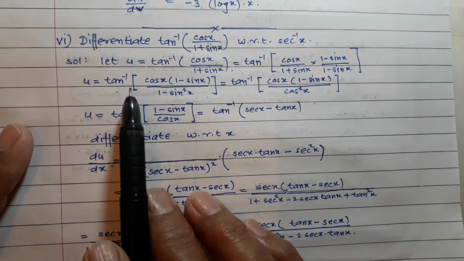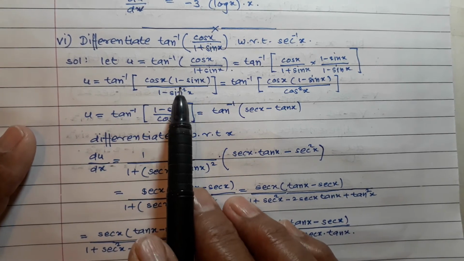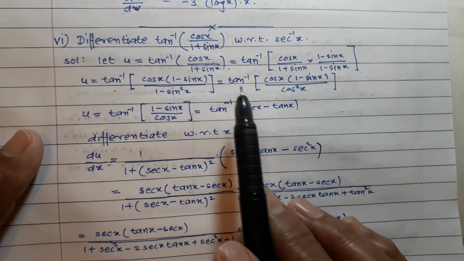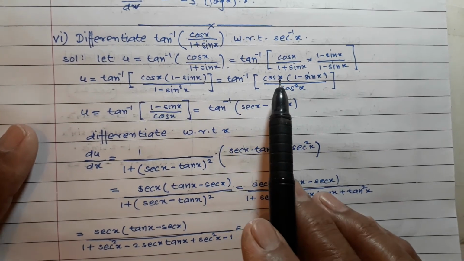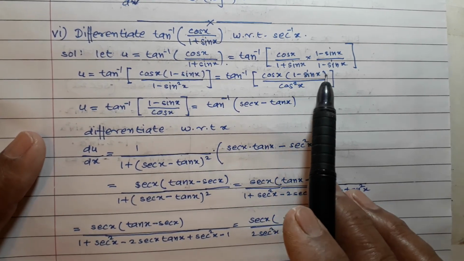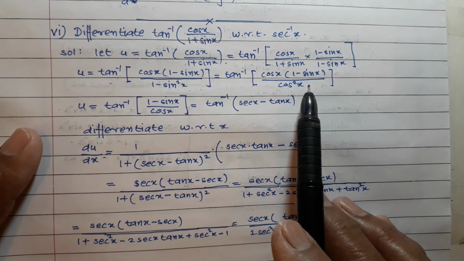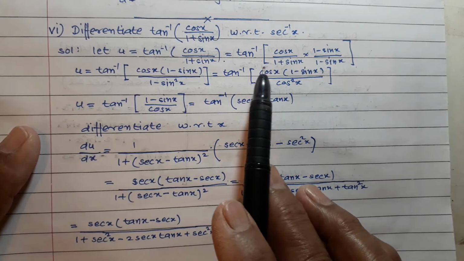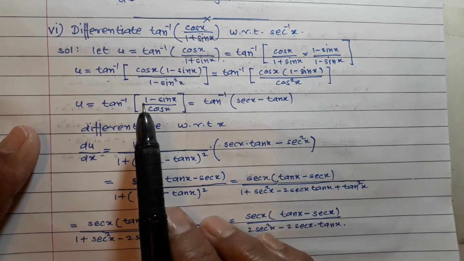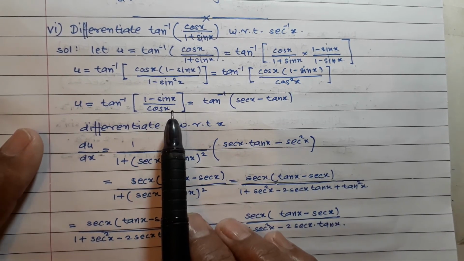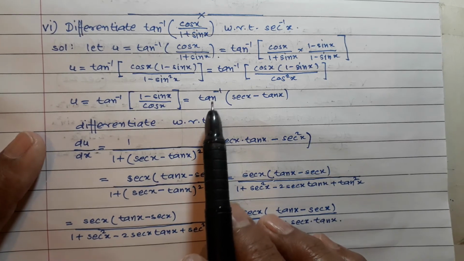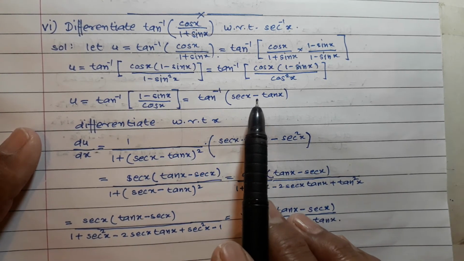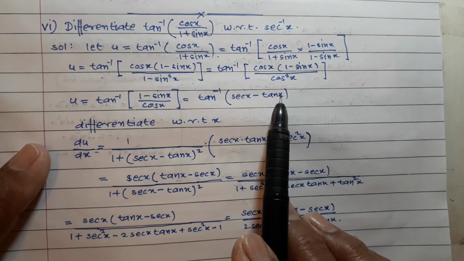So u is equal to tan inverse cos x into bracket 1 minus sin x upon 1 minus sin square x, which is equal to tan inverse cos x into bracket 1 minus sin x upon cos square x. So u is equal to tan inverse, one cos gets cancelled, 1 minus sin x upon cos x, and therefore u is equal to tan inverse sec x minus tan x.